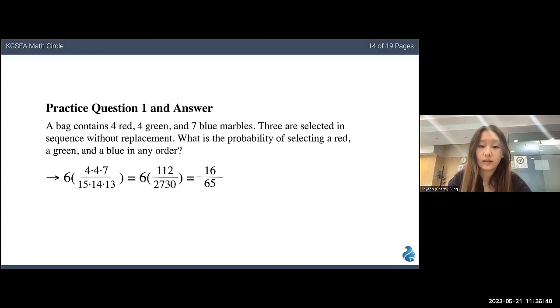Because you're picking in any order, you would have to multiply by 6 in the beginning, which is derived from 3 times 2 times 1. And in total, there are 15 marbles. Without replacement, you would have to multiply 15 times 14 times 13, and then 4 times 4 times 7, because you're choosing each color of marble once. Doing that calculation, you would receive 16 over 65.